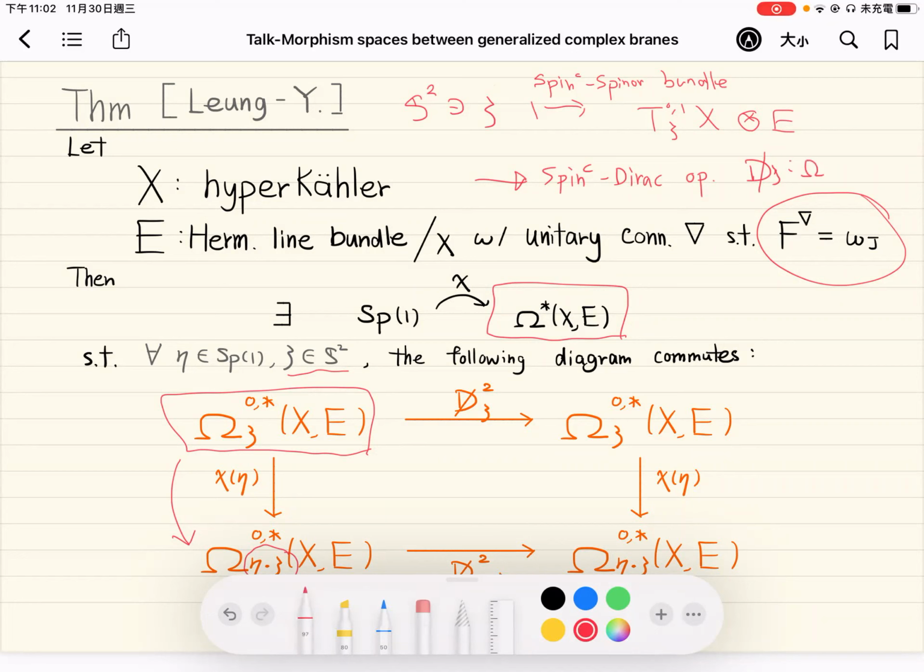Acting on the zero star form on X here. So this is the main result given by me and Professor Leung, that we find such an SP1 action intertwining the square of the Dirac operator. Maybe you wonder why this format of the statement is related to the BCC bar BCC system. So let me tell you the linkage between this commutative diagram and the BCC bar BCC system.